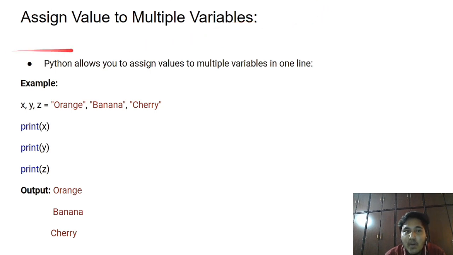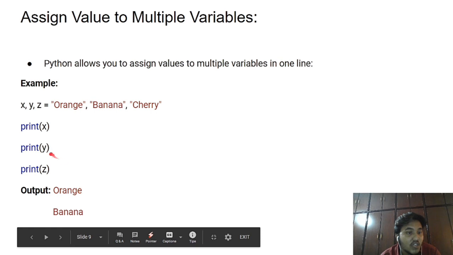Now, this is one important feature we have in Python. Python allows us to assign values to multiple variables in one line. As you can see here, x, y, z is equal to orange, banana, cherry. In other programming languages, if you write like this, you will not get this result. Here, x is assigned orange, y is assigned banana, and z is assigned cherry. This kind of multiple variable assignment is only possible in Python, but not in other programming languages like C and Java. Is this clear? If you print x, you will get orange. If you print y, you will get banana. If you print z, you will get cherry.